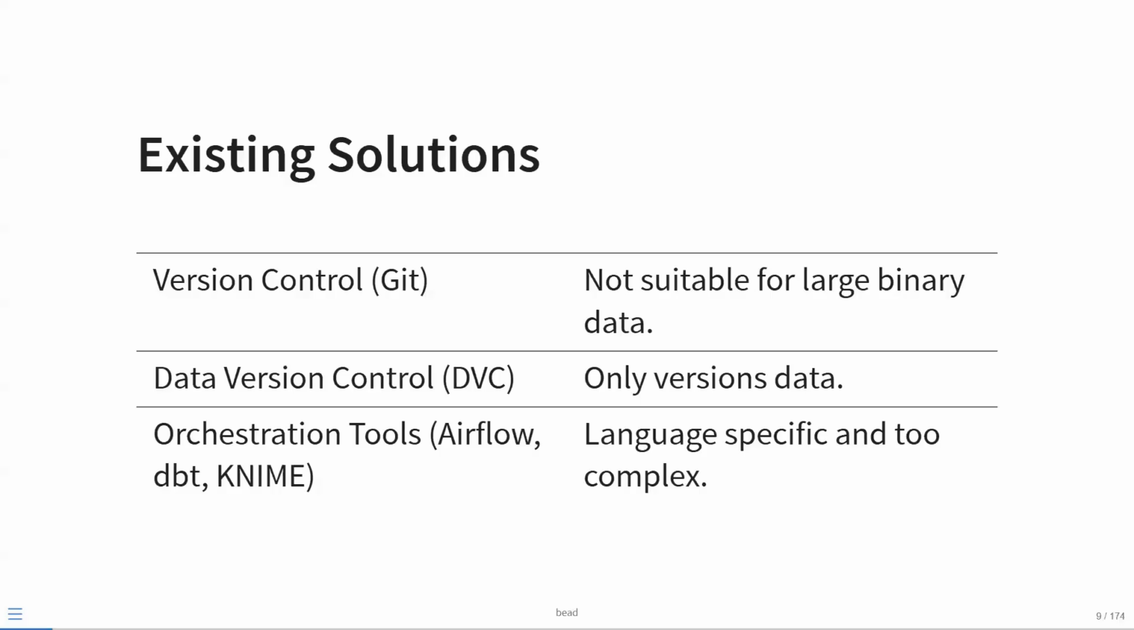We've played a little bit with DVC, data version control, which is a Git-like interface to versioning data. It only versions data. For us, it felt too complex. But if you have experience combining Git and DVC, it's probably good for you. It's a similar idea. We also explored orchestration tools.